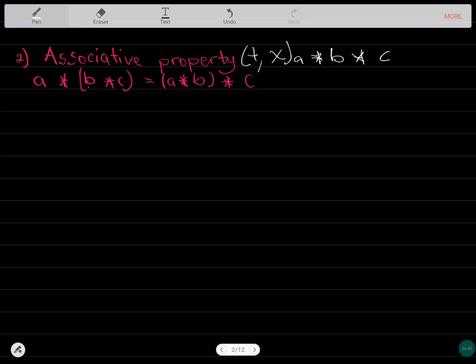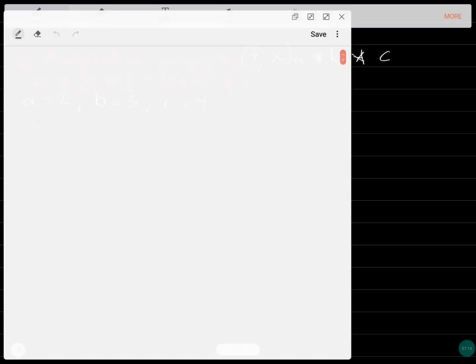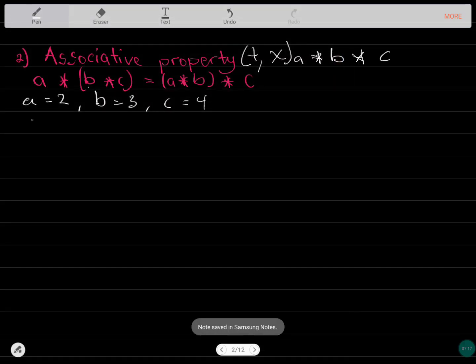We are going to pick A, B, C and give them values of numbers, then test them on the operations we have there. So let's just say that A is 2, B is 3, and C is 4. We are going to put them into these expressions, starting with addition. So we are going to have 2 plus, in brackets, 3 plus 4.